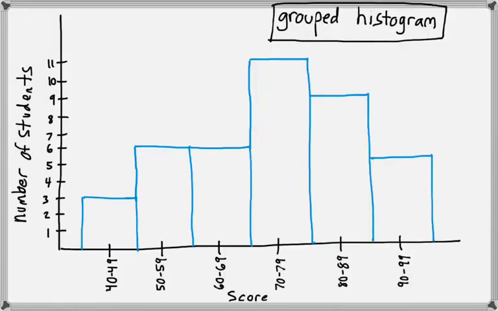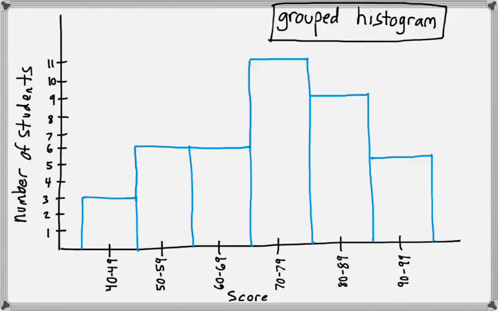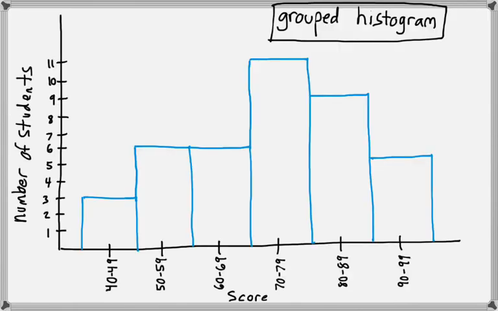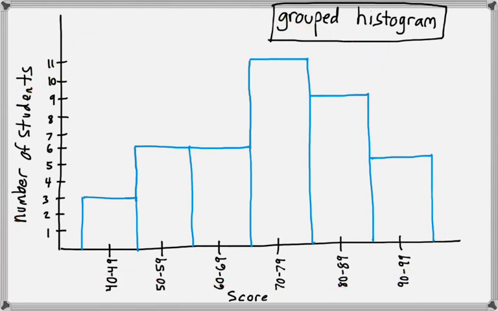Next we have to construct a grouped histogram. So each bar is corresponding to each of the classes. So these right here. And then the height of each bar is corresponding to that class's frequency. So this column right here. So if you want to pause the video right now so that you can copy the grouped histogram, you can do that right now, and then I'm going to go to the next slide.